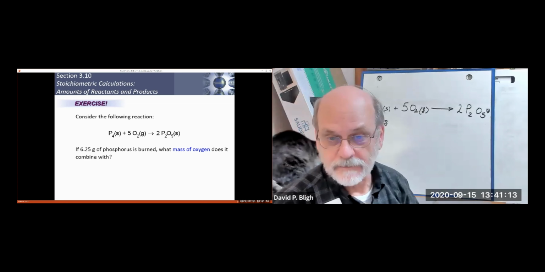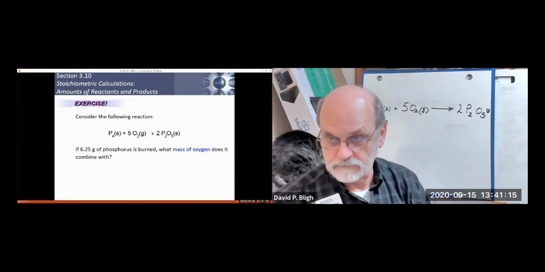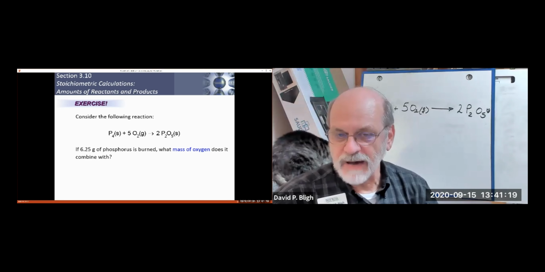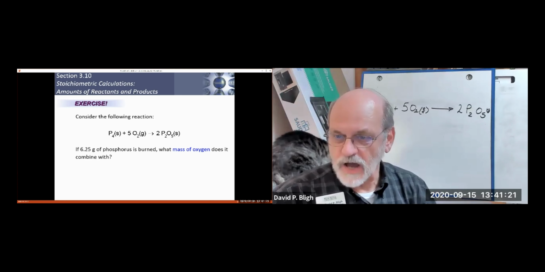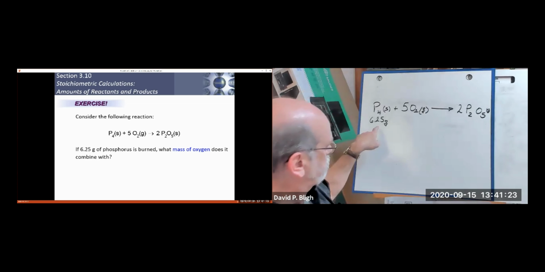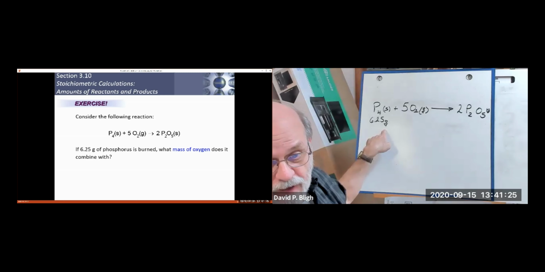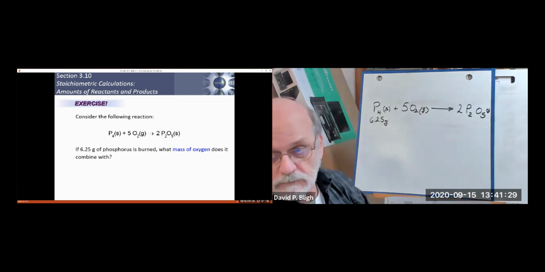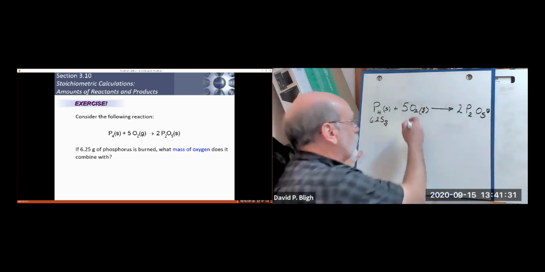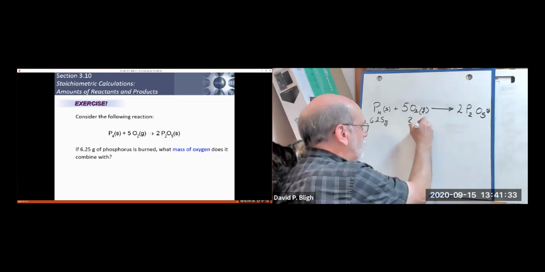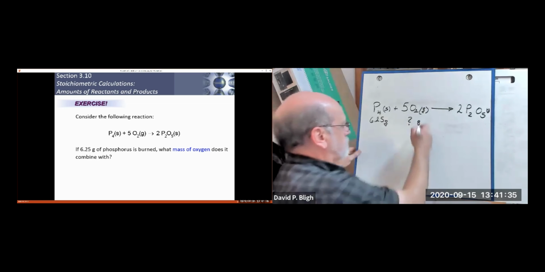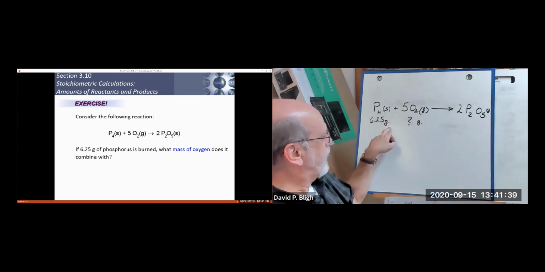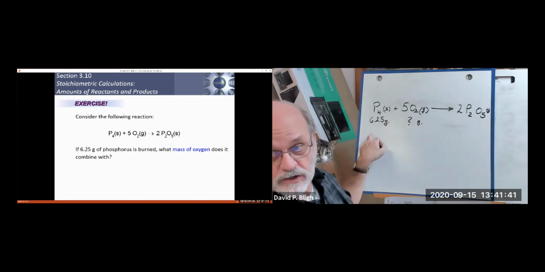Okay? And we're told that it's burned in an oxygen atmosphere. What mass of oxygen does it combine with? So how much oxygen is required to convert that many grams of phosphorus into products? Right? So we want to know that's grams, not gas. How many grams of oxygen are required to use up this?